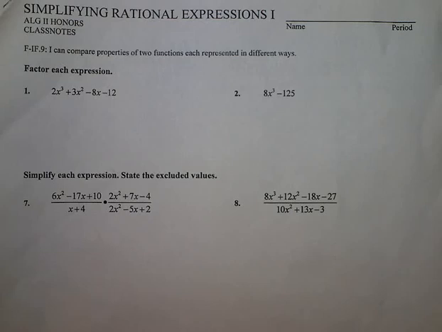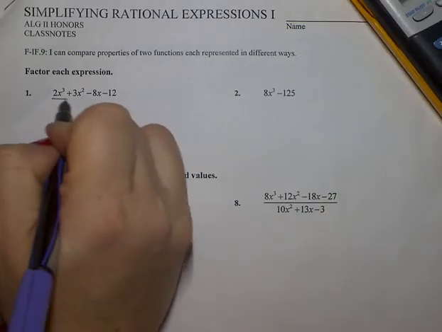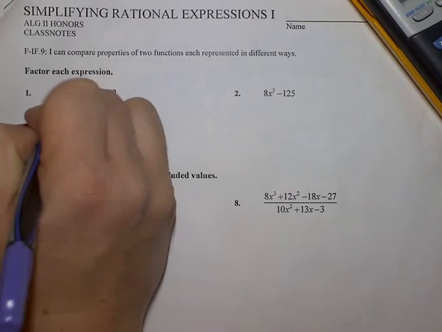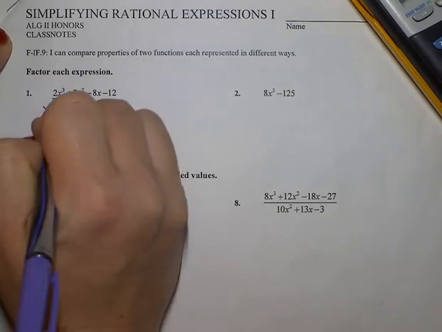Rational expressions. Let's start out by factoring two expressions that you've already learned how to do. So the first one, factoring by grouping: 2x cubed plus 3x squared. I can pull out an x squared. In parentheses would leave me 2x plus 3.